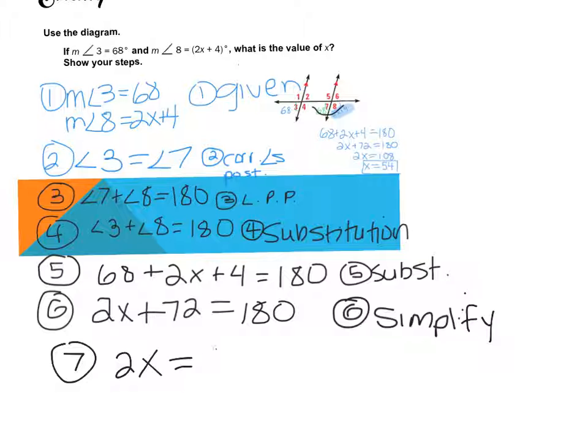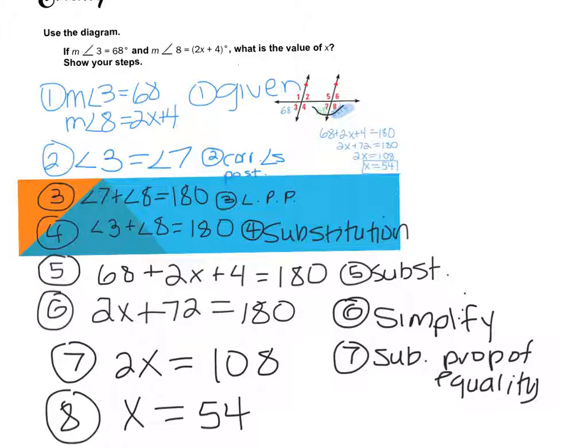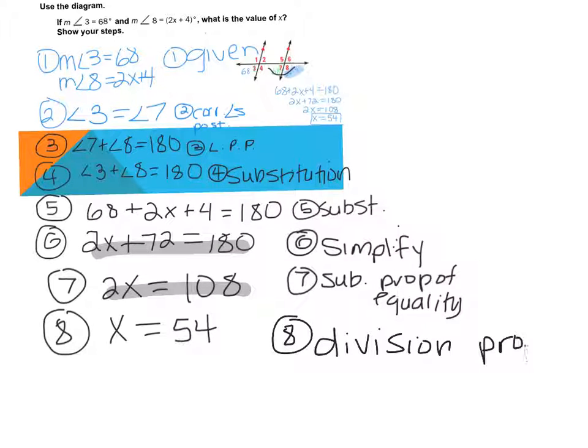2x equals 108. What step's that? Subtraction property of equality. And x equals 54. Good. So think what got you from here to here, right? You subtracted the 72. The next one would be the division property.